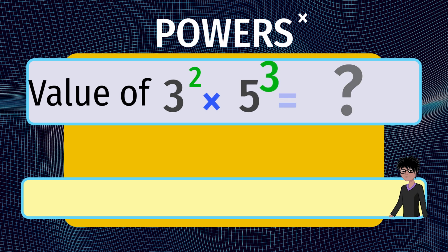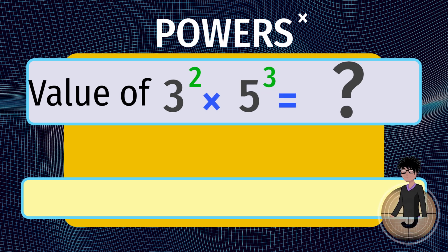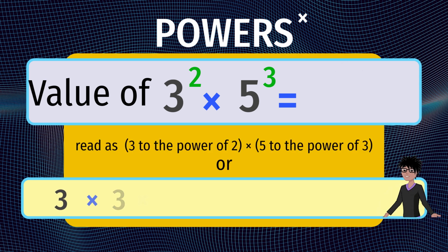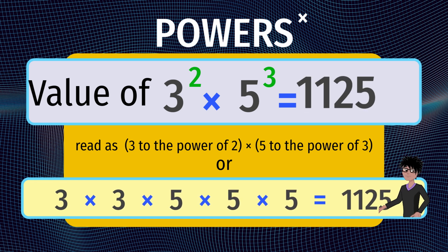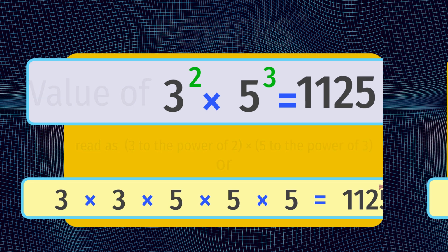What is the value of 3 square into 5 cube? 3 square is 3 multiplied twice, 3 into 3. 5 cube is 5 into 5 into 5. Multiplied, it comes to 1125.